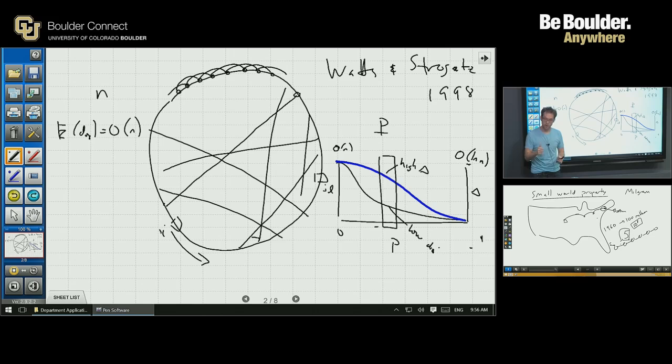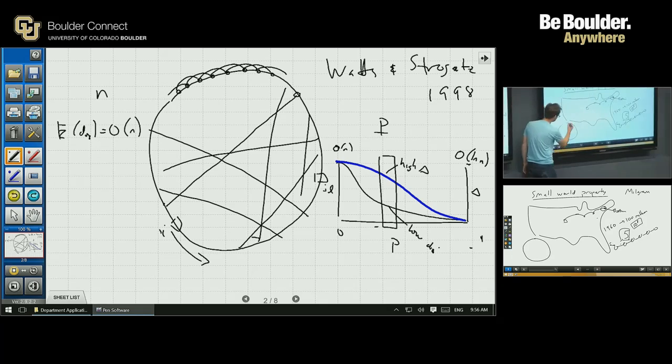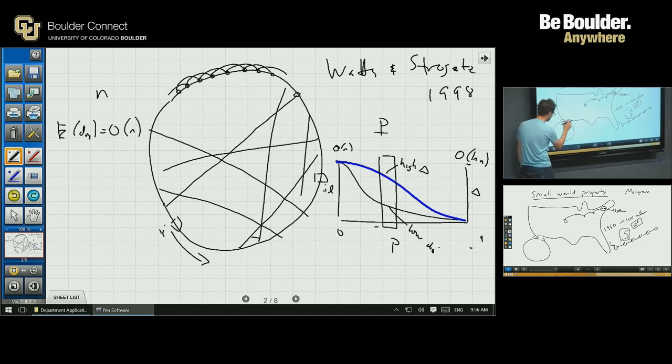For each of those, I flip a coin with bias P. If it comes up heads with probability P, then I choose one of my next nearest neighbor edges, and I choose a uniformly random other node to attach it to. So this is what happens. I have a node right here. I choose this edge. I flip a coin. It comes up heads. And so I erase it.